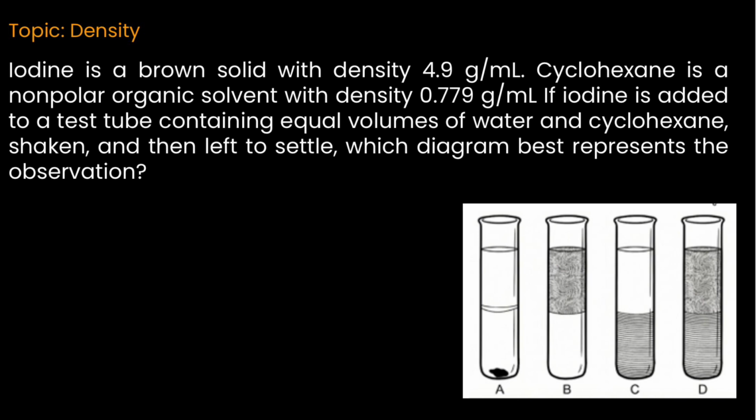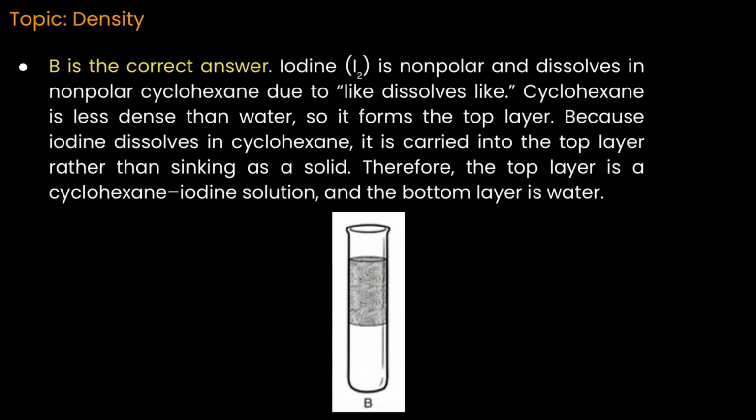Pause the video and then answer the question. The correct answer choice is B. Iodine has a brown color and is nonpolar due to it being a homonuclear diatomic molecule, which means it has the same element twice. Cyclohexane, also being nonpolar as stated, means they have similar intermolecular forces between them and like dissolves like.